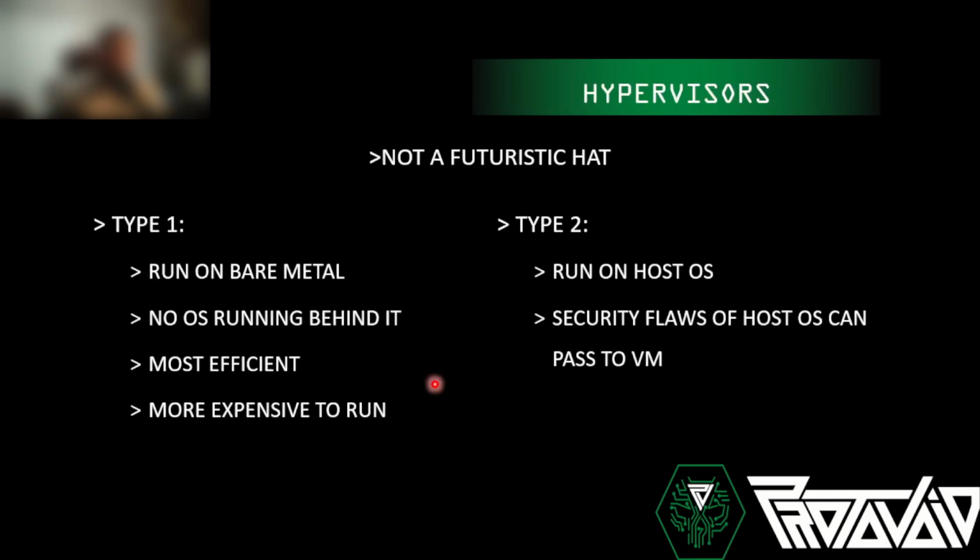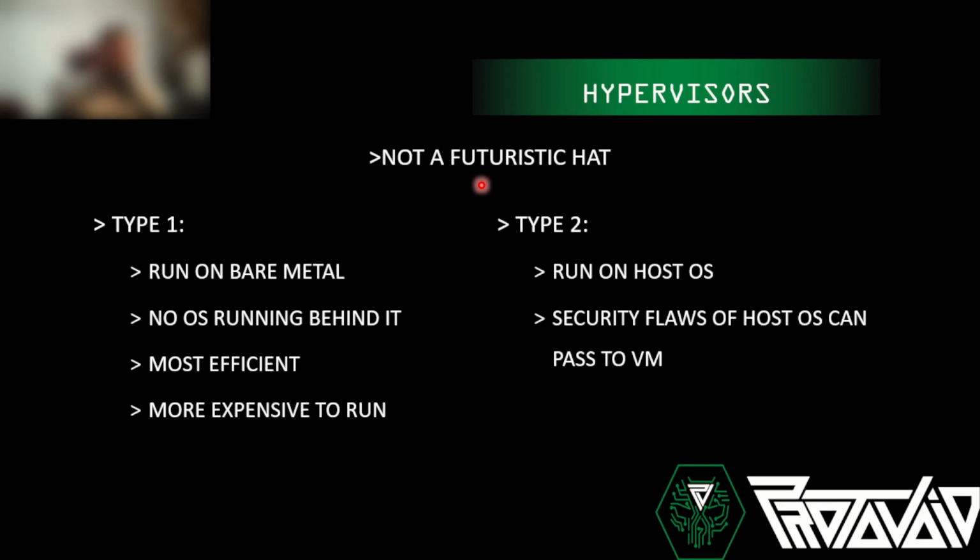So virtual machines, it's a hypervisor. It's not a futuristic hat. See, I was able to throw a little zinger in there, though. There are two types, type 1 and type 2, kind of like diabetes, type 1 and type 2.